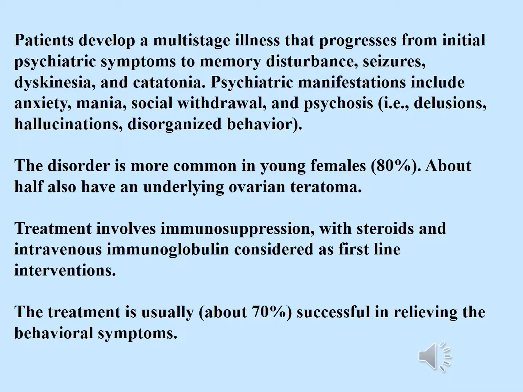The disorder is more common in young females, about 80%. About half also have an underlying ovarian teratoma. Treatment involves immunosuppression, with steroids and intravenous immunoglobulin considered as first-line interventions. The treatment is about 70% successful in relieving the behavioral symptoms. So, if you're working with a young lady that's apparently possessed, make sure they don't have a genetic problem before you get going.